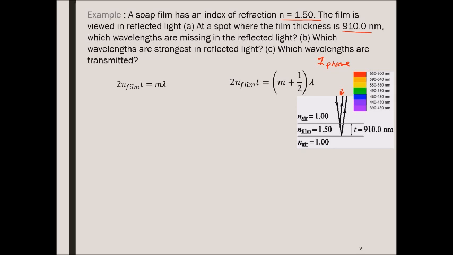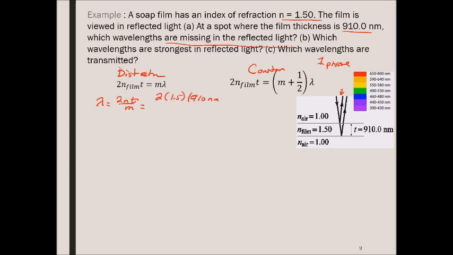Those are going to be constructively interfered with. We also want to find which ones are reflected the weakest, and which ones are transmitted. So we want to find which wavelengths are missing for the reflected light, and that means we're looking for destructive interference. With one phase reversal, this is the equation for destructive interference, and this is the equation for constructive interference. If we rearrange this, we get lambda is equal to 2nt over m, and we have all the numbers but m.